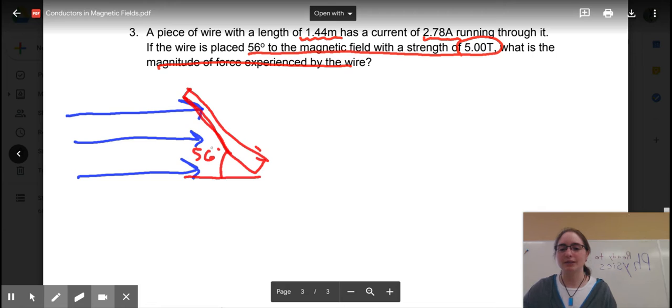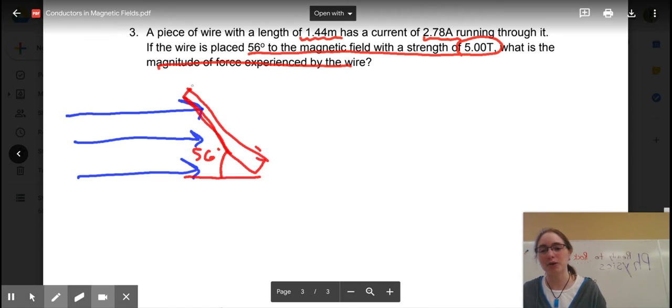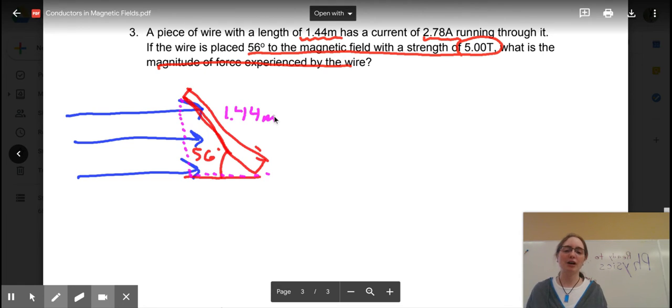Now I'm going to break this into X and Y components, and I'm going to think about which of these is going to be the length of the wire that's actually perpendicular to the field. So there's my Y, and there's my X. Let's think about this. The Y part here is parallel to the field. This part here is perpendicular to the field, so that is what I am going to use. Now this, my 1.44 meters, is going to be the hypotenuse of my triangle.